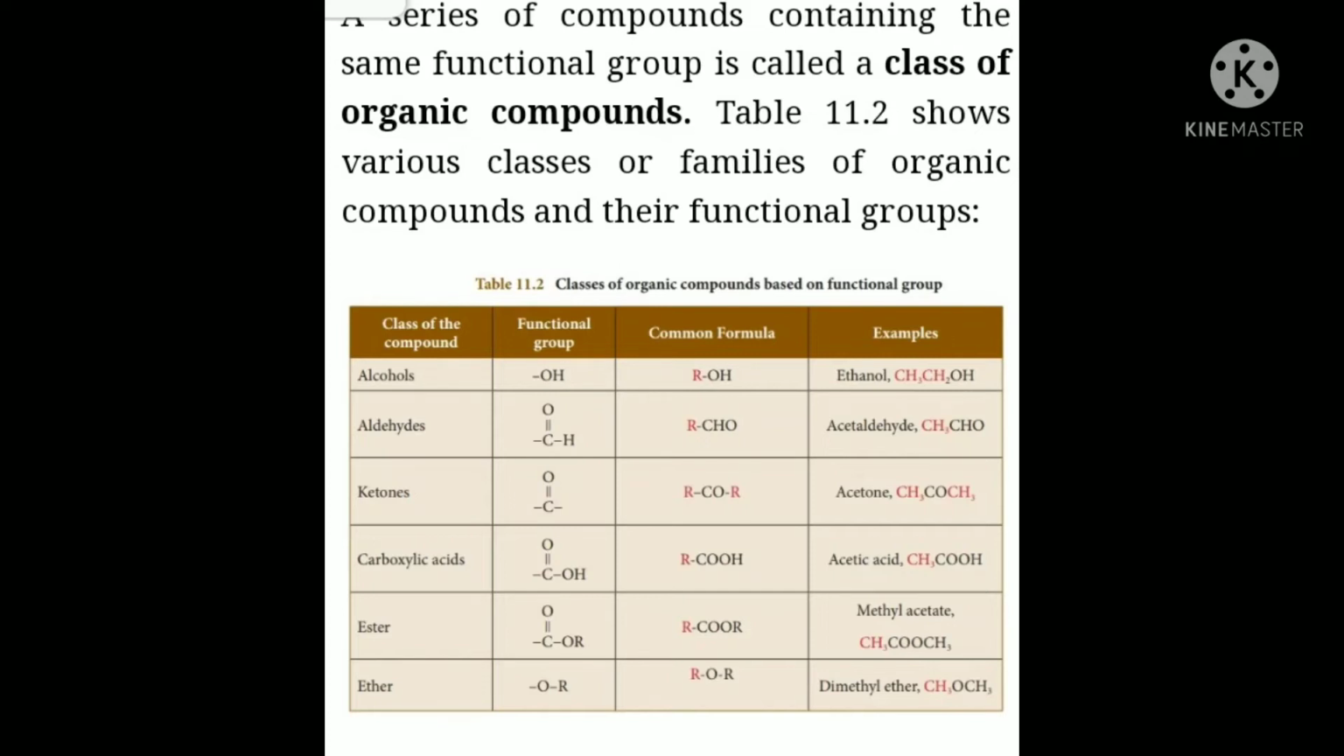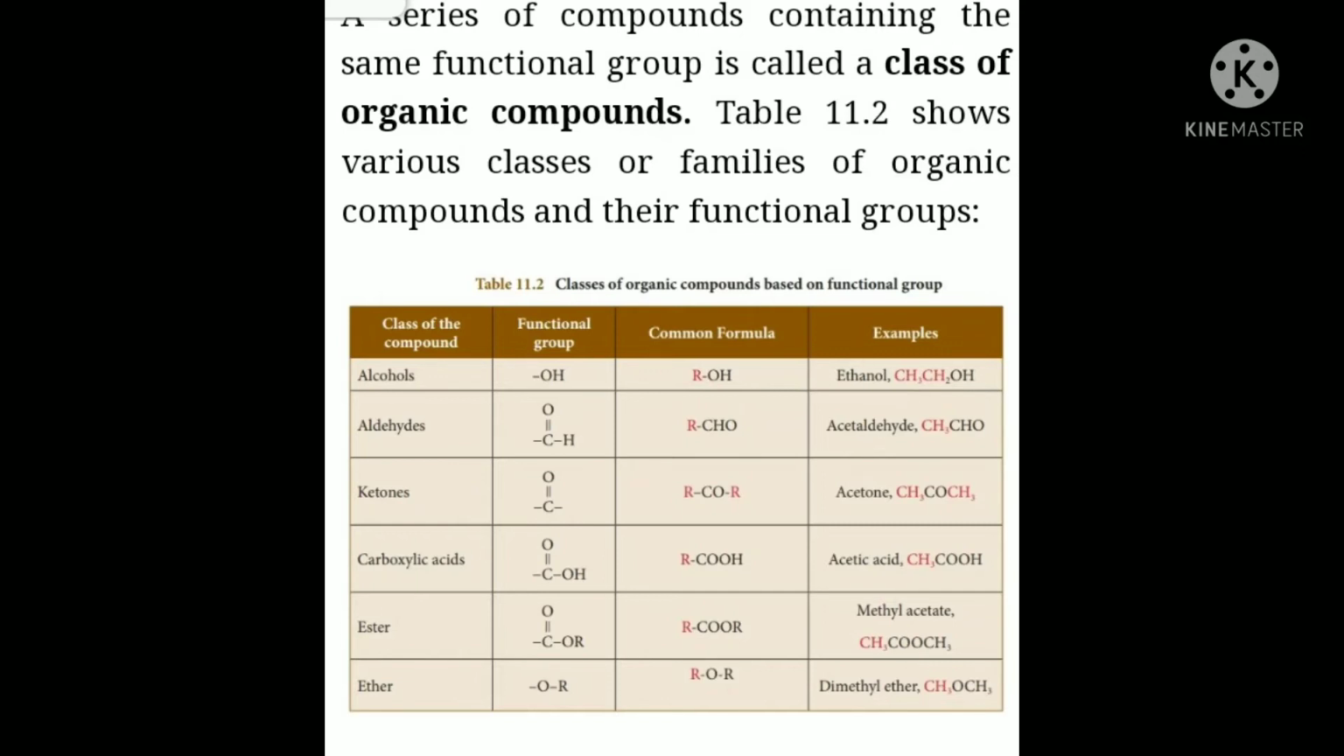The next one is aldehyde. The functional group is CHO. The common formula is represented here, and the first example for this is acetaldehyde, CH3CHO. The next one is ketone. It is a class of compounds. Under this family, all the compounds contain the functional group C double bond O, which you can write as RCOR, because both R and R are hydrocarbon chains. For example, acetone: CH3, then CO bonded to CH3. So generally it is written as RCOR.